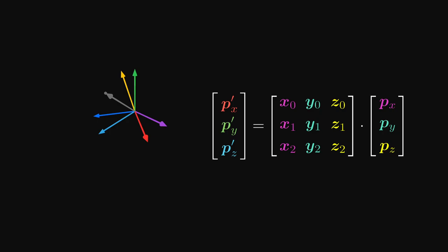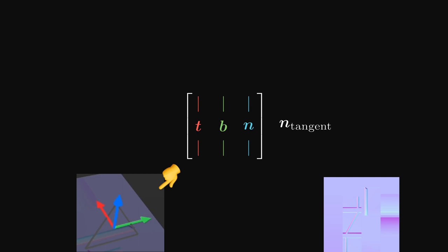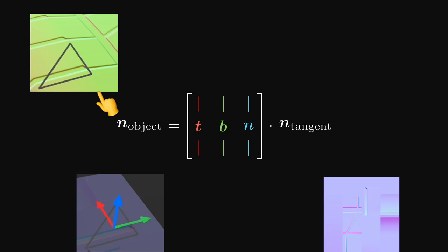Normal mapping has a pretty similar situation. Instead of a point P, we now have a tangent space normal that is local to the tangent space matrix, which is defined by the tangent, bitangent, and normal vectors, hence the short form TBN. When this TBN matrix is defined in object space, then multiplying the tangent space normal with it results in the object space normal that we needed.